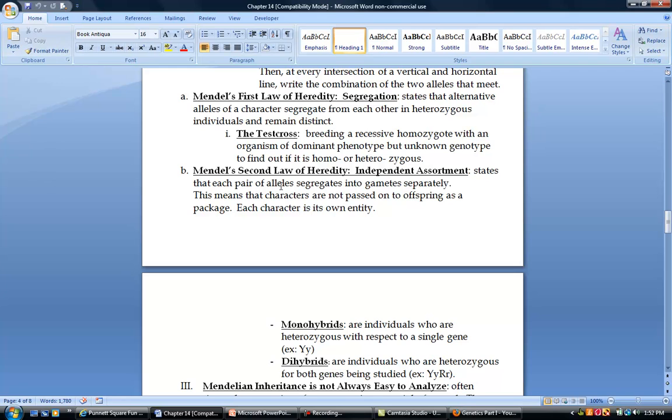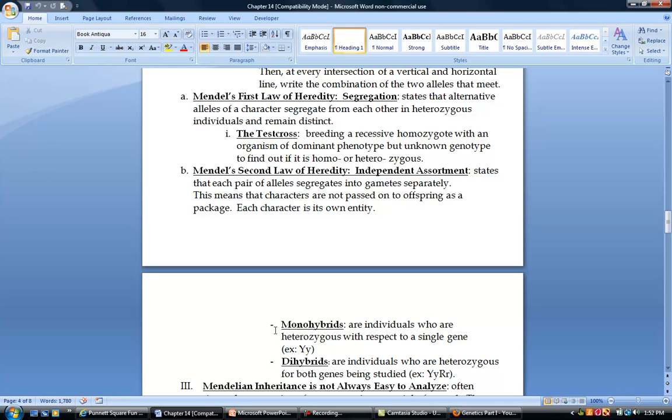Okay, the second law of heredity is talking about independent assortment. And once again, this is saying that we're not going to have any sort of packaging of alleles together when gametes are formed.